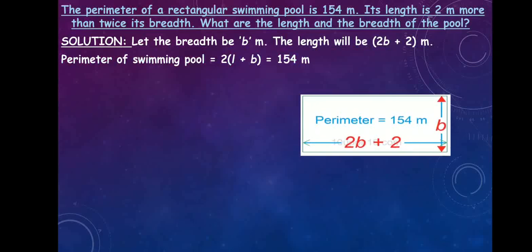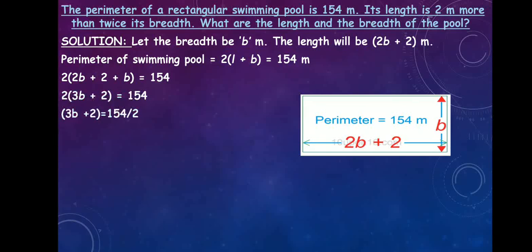And the formula for the perimeter is 2 bracket L plus b. So I'll be substituting the value of length in this formula. So it will be 2 bracket 2b plus 2 plus b bracket close equal to 154. Next will be 2 into 3b plus 2 equal to 154. Since we have to apply the rule of BODMAS again, I have to solve the bracket first. Now 2 is getting multiplied, so in the next step 2 will get divided. So 3b plus 2 will be equal to 77.